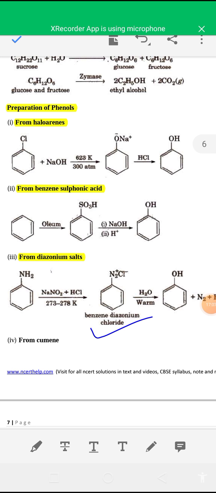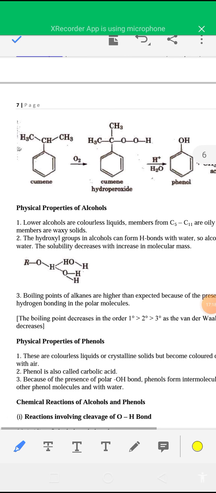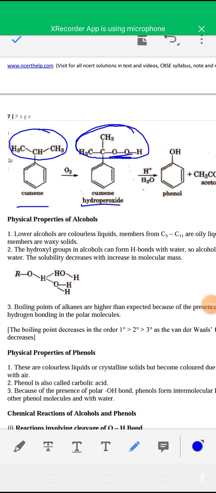The next method of preparation is from cumene, a very important reaction for preparing phenol. First you have to know the formula of cumene. This is the structure of cumene: a benzene ring with a CH3 CH CH3 group attached. In the first step cumene is treated with air, that is oxygen, and it is converted into cumene hydroperoxide. See the change: the structure becomes CH3 CH3 and OOH. This is known as cumene hydroperoxide.